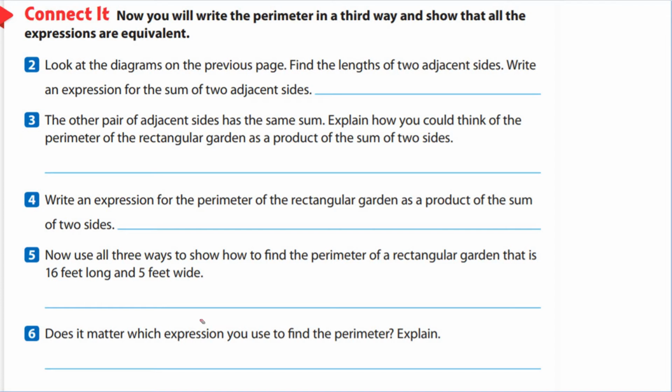Question 4. Write an expression for the perimeter of the rectangular garden as a product of the sum of two sides. Question 5. Now use all three ways to show how to find the perimeter of a rectangular garden that is 16 feet long and 5 feet wide. Does it matter which expression you use to find the perimeter? Explain. So I would pause this video and answer these 5 questions, and then once you've got them, unpause, and you would see the answers. We will go through them step by step.